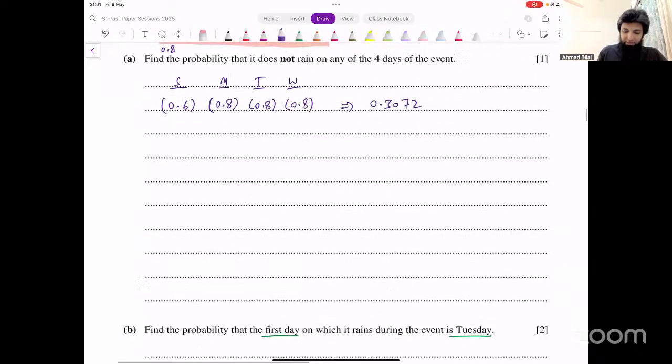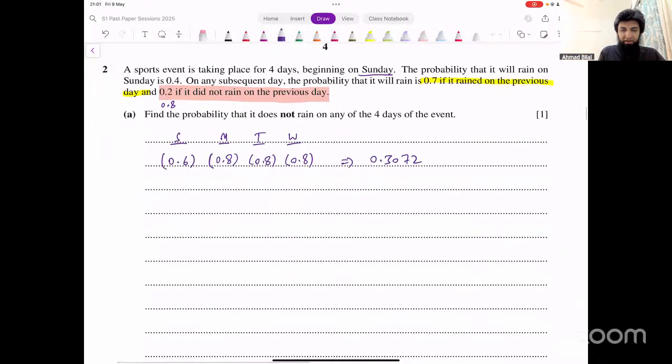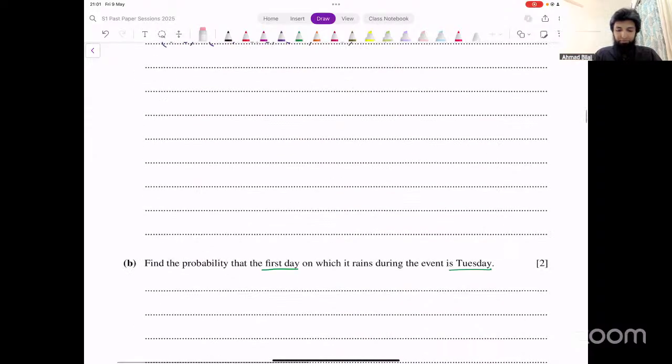In this case, probability of raining depends on what happened the previous day. So probabilities are not independent. They can change. So this is not geometric distribution. So we cannot use the geometric distribution formulas in this. They will not work. Okay. So what do we do then?